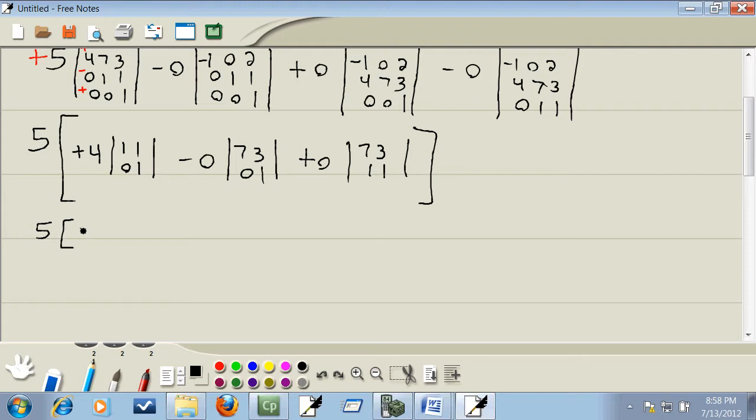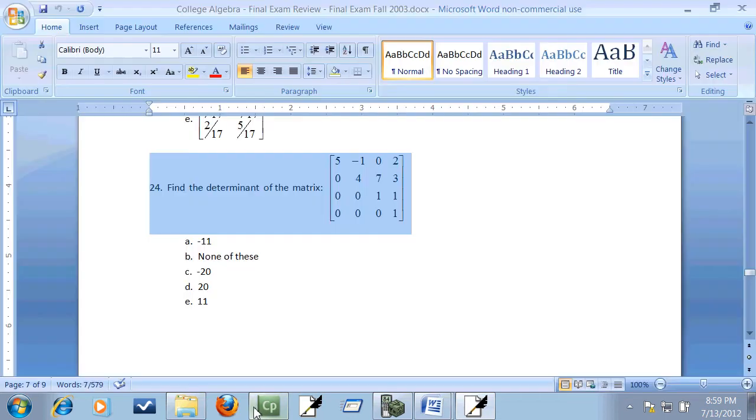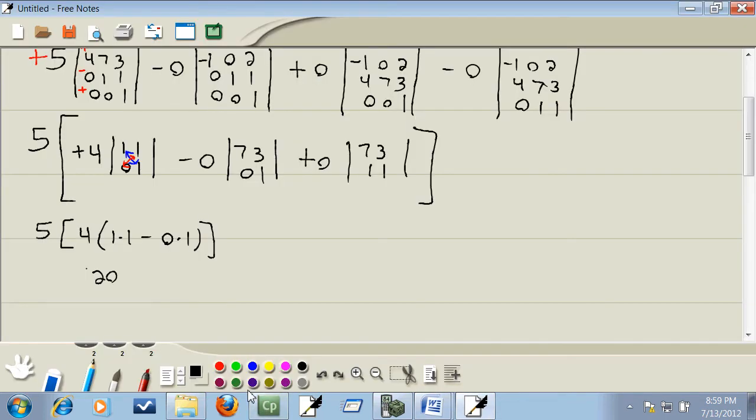So I got 5 times 4, and since this is a 2 by 2, you can just cross multiply. So we take 1 times 1 minus 0 times 1. So when I say cross multiply, you've taken 1 times 1 there, minus 0 times 1. I know it's kind of small. Well, that 0 drops away. 5 times 4 is 20, and times 1 just gives us 20. So our answer is 20. Same thing we found with the calculator.